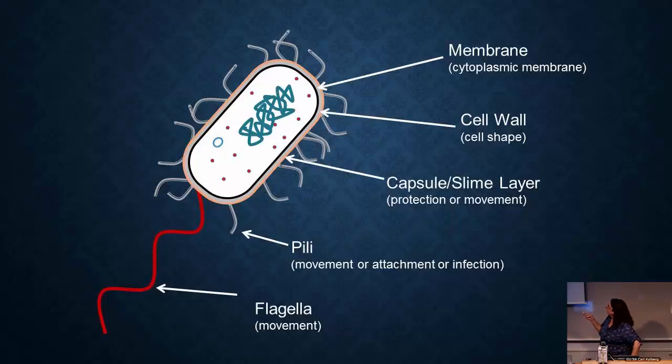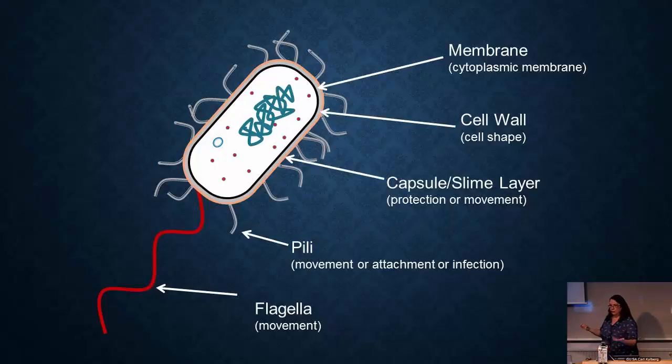Then many bacteria have what's called a capsule or slime layer. What this is for is either protection, so you can imagine how having a slimy coating on a cell would protect it from chemicals on the outside, or for movement. There are bacteria that excrete slime and then slide along it to be able to move on a surface. There's even one that shoots slime out the back end and pushes itself forward. It's very cool. So that's one of the functions.